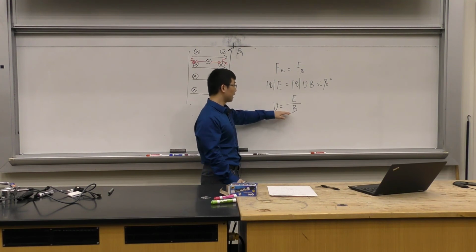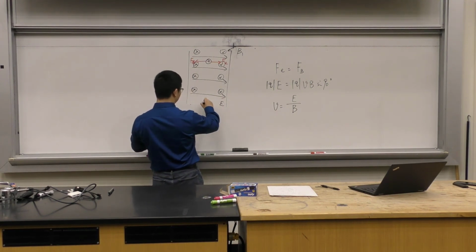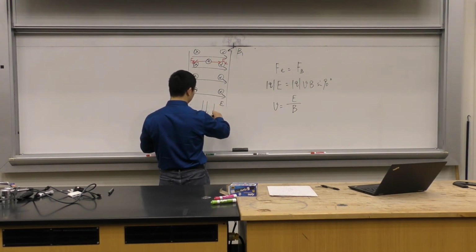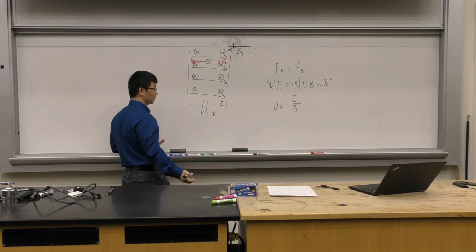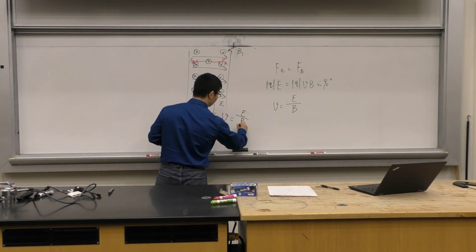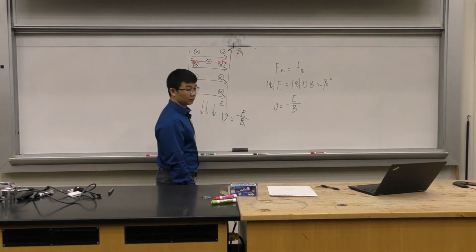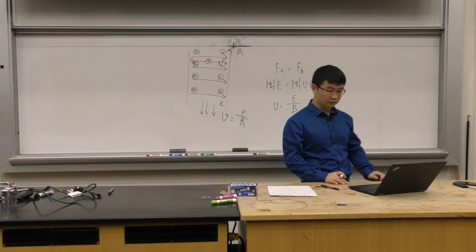Some particles will have speed equal to this ratio, right? So you collect these particles here. There are a lot of particles that can pass through this region without any deflection. All these particles are going to have the same velocity. Now I'm going to call it B1, because I'm going to use another magnetic field after this.